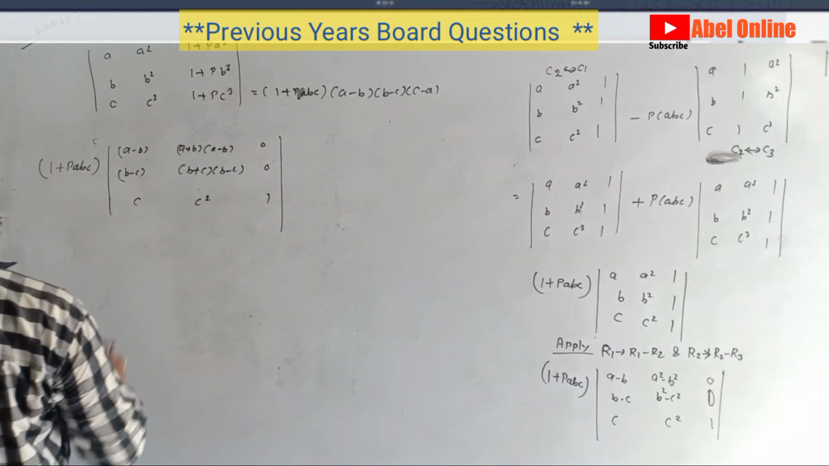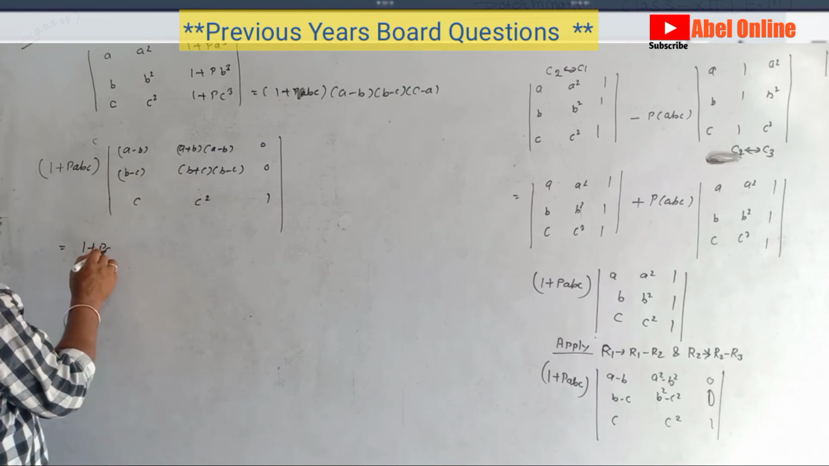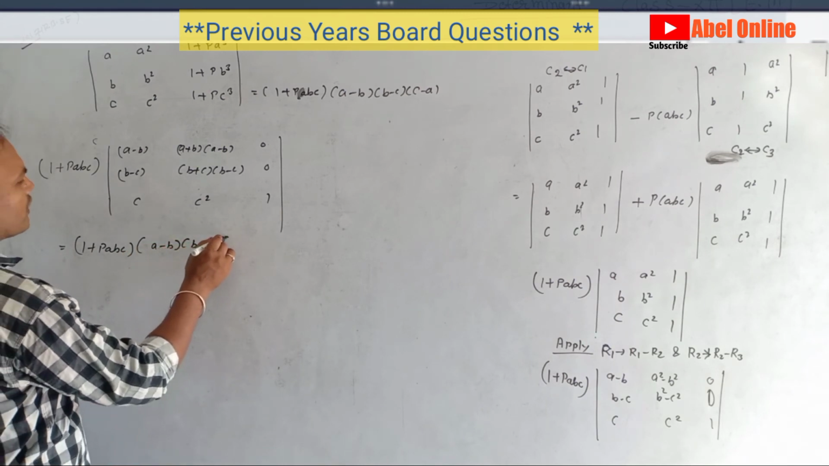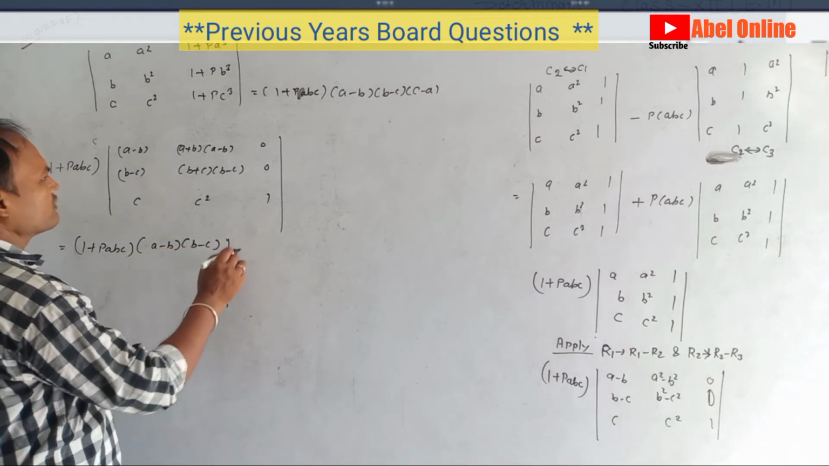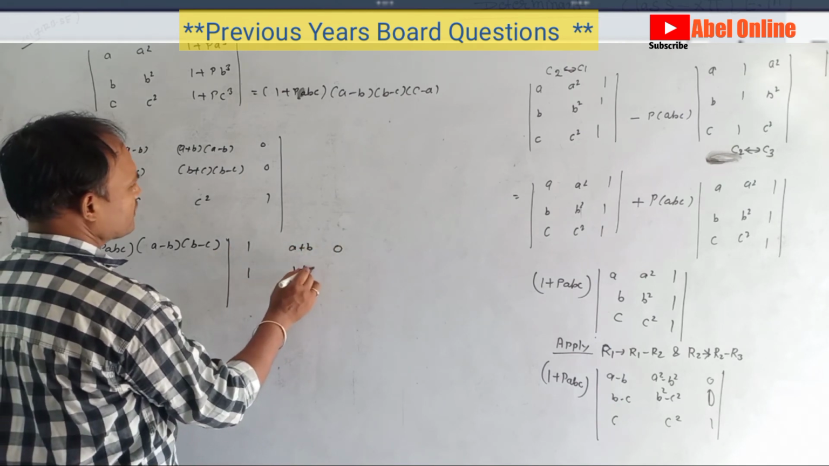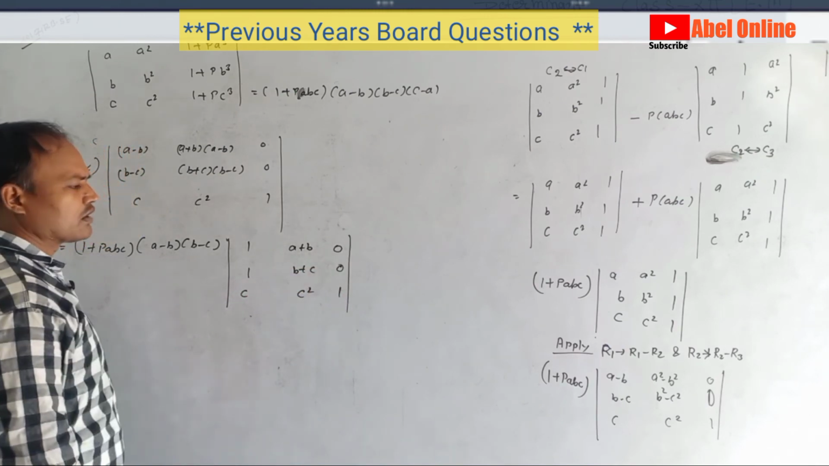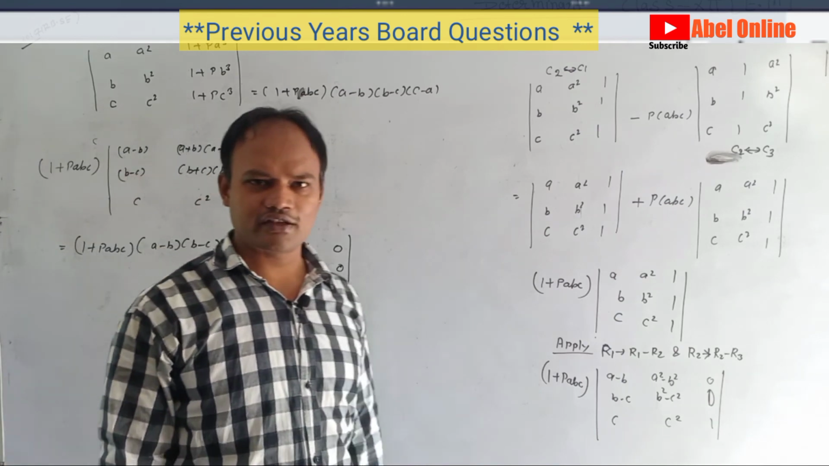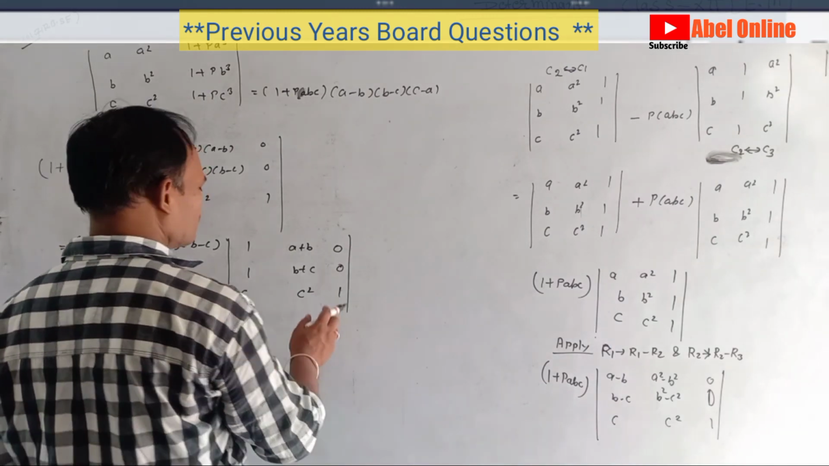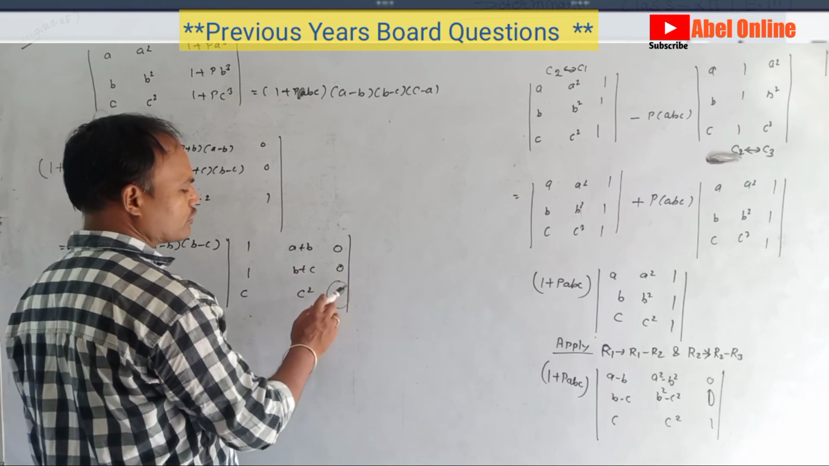Now take the common from here and here. We can say that it is 1 plus p abc, a minus b and b minus c, and after taking common it is 1, a plus b, 0, 1, b plus c, 0, c square 1. Okay, now we are at the final stage. How can we solve it? Let's see. Now I am going to expand with respect to this. Because there are two zeros, I am going to operate with this.